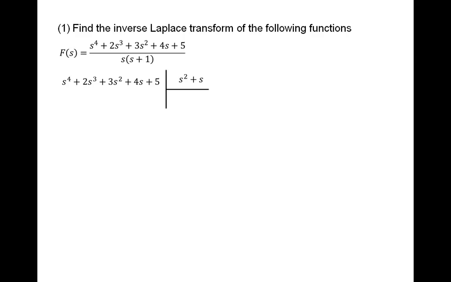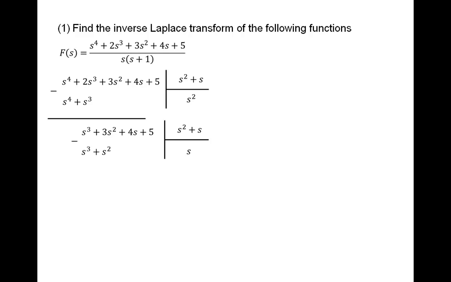To do so, I divide the numerator polynomial over the denominator polynomial by multiplying by s squared. The residual polynomial will be s cubed plus 3s squared plus 4s plus 5, whose order is still higher than the order of the denominator polynomial. So I do further calculation by multiplying the denominator polynomial by s. I will have the residual polynomial of 2s squared plus 4s plus 5. The order of this residual polynomial is the same as the order of the denominator polynomial. So I need to further do calculation.